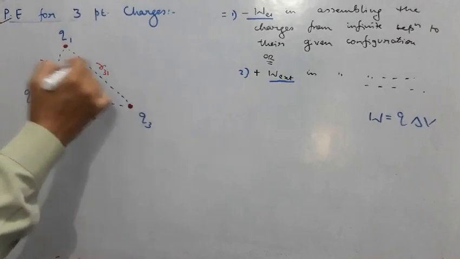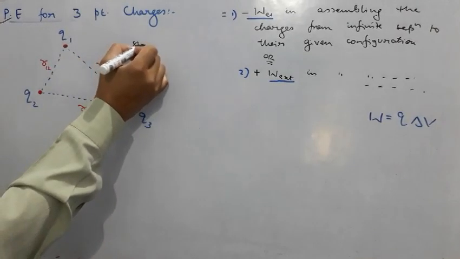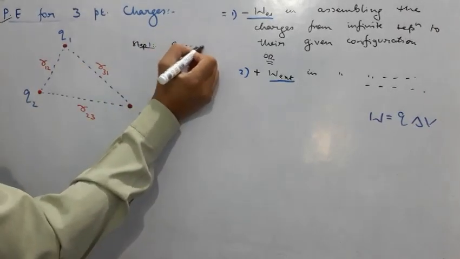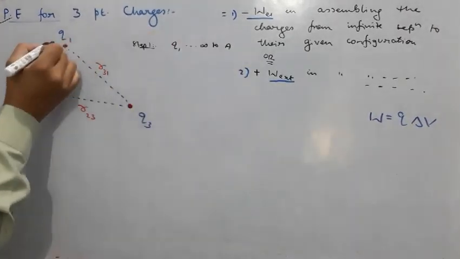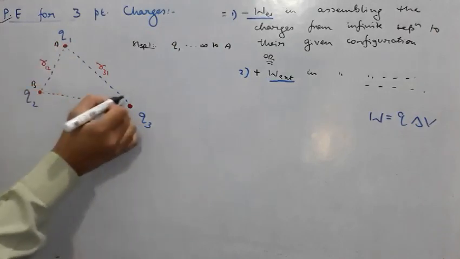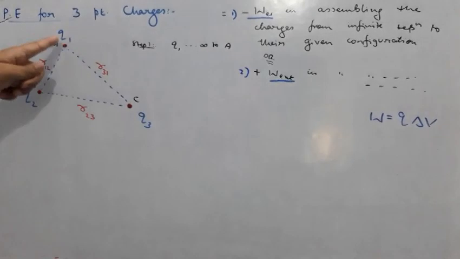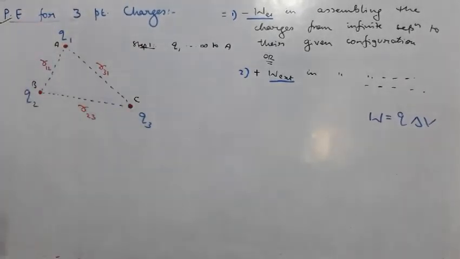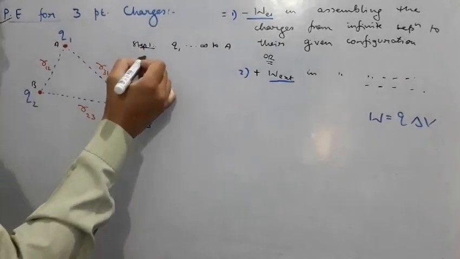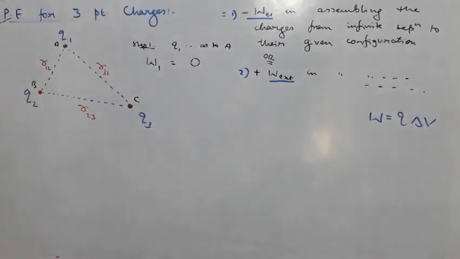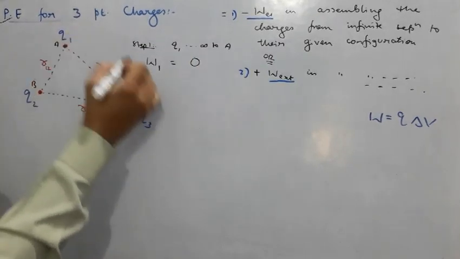First, what will we do? Step 1 will be charge Q1 will be brought from infinity to A. I'll call this point as A, this point as B, this point as C. You should write the language yourself. Step 1 is Q1 will be brought from infinity to its given location. As I have explained in the previous case, the external work done in this case will be 0, because we assume that prior to bringing Q1 there were no other charges to create electric field.